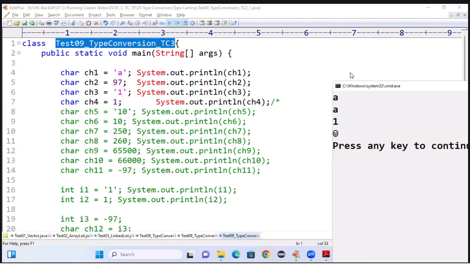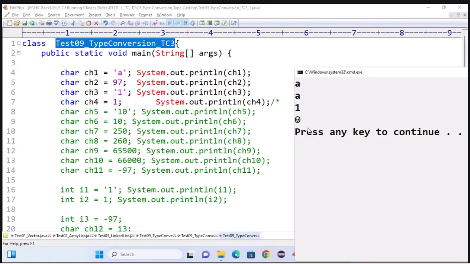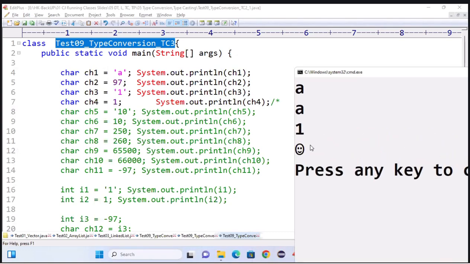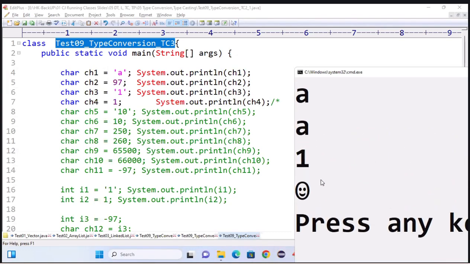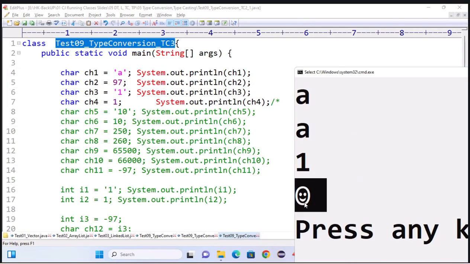What is coming? Your smile face. Smile face. Either you know the answer or don't know the answer, always smile. So one character is what? Smile face. If I assign single quote 1, single quote 1 is stored. If I assign 1, 1 character is stored.